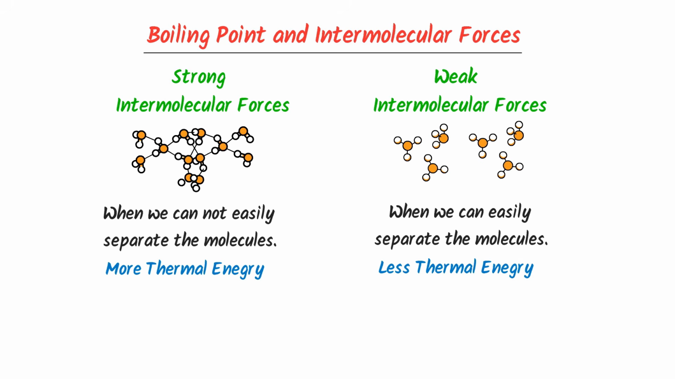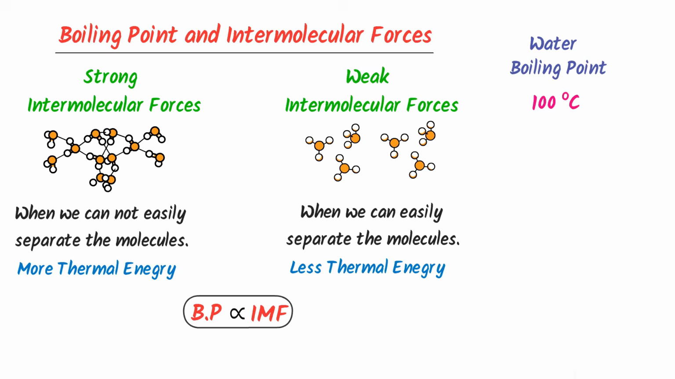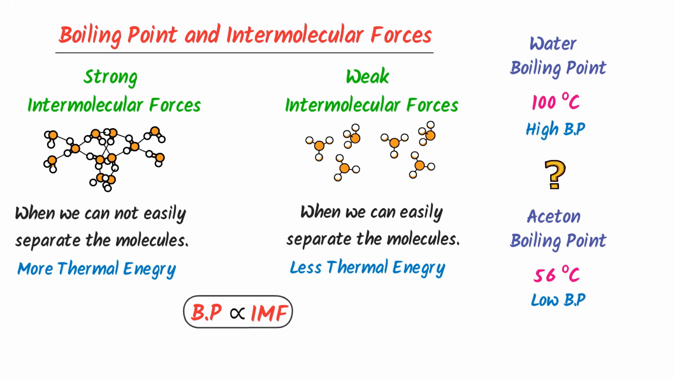In the light of these facts, we say that boiling point is directly proportional to intermolecular forces. For example, the boiling point of water is 100 degrees centigrade and the boiling point of acetone is 50 degrees centigrade. Here, the boiling point of water is high and the boiling point of acetone is low. Can you guess which compound has strong intermolecular forces? Well, the boiling point of water is high, so it has strong intermolecular forces. On the other hand, the boiling point of acetone is low, so it has weak intermolecular forces.